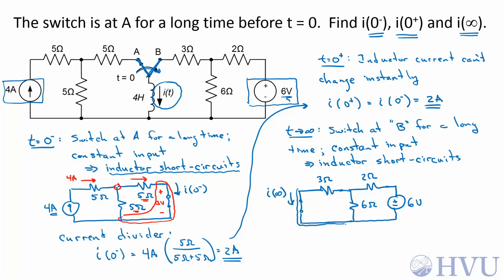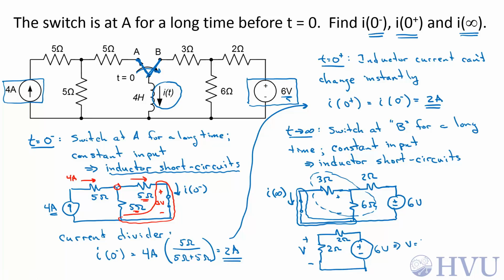Since this is a short circuit, these two are in parallel. I can find this voltage from a voltage divider. So this equivalent resistance becomes 2 ohms, and this circuit looks like this. And V is equal to 1/2 of 6 volts, which is 3 volts. If this voltage V is 3 volts, then the current, I infinity, is 3 volts over 3 ohms, or 1 amp.